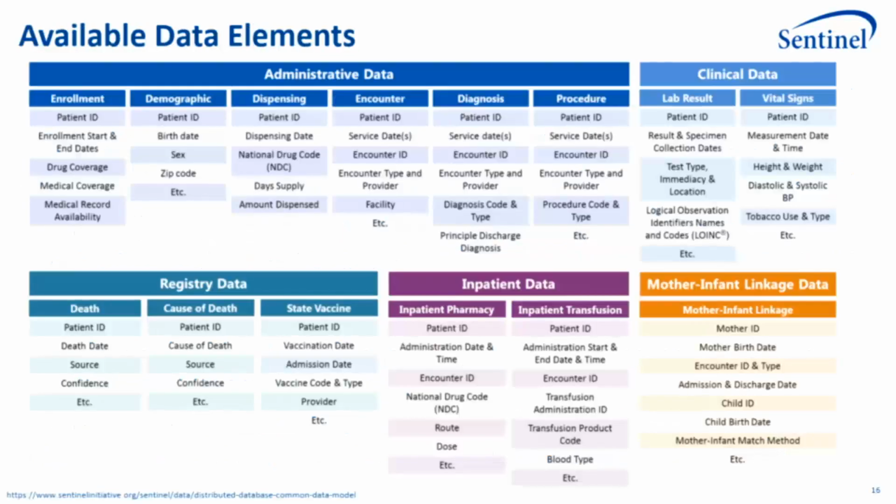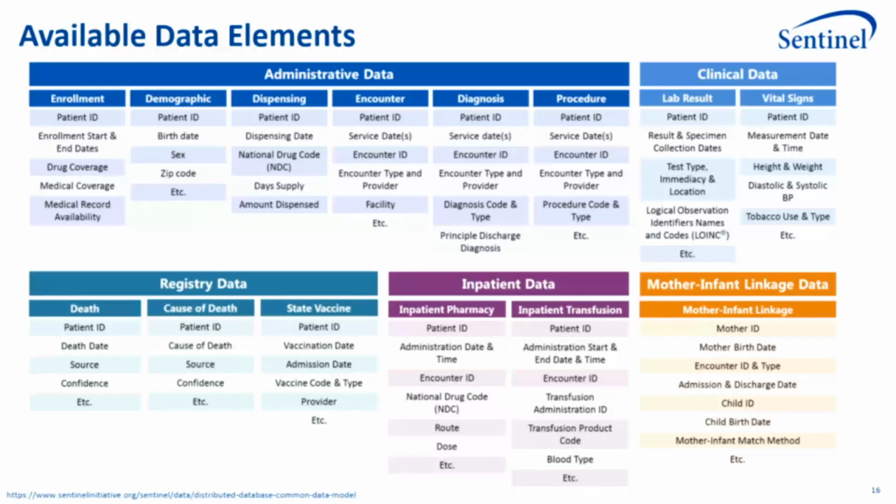So here are the available data elements. If you look in the upper left-hand corner of this screen, you're going to see what we think of as our core tables in our Sentinel Common Data Model. So these are tables that are populated by almost every partner. They include information on patient demographics, their enrollment information, which allows us to understand what kind of capture we have for people longitudinally. It has dispensing information. It has medical encounter information, which then is further broken down into procedures of interest and diagnoses of interest.